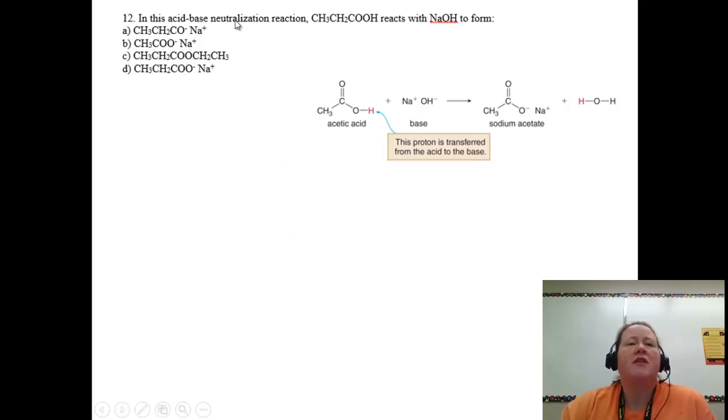So there's a practice question that said, in this acid-base neutralization reaction, this carboxylic acid, which has three carbons, so this is propanoic acid, is going to react with sodium hydroxide, which is a strong base.